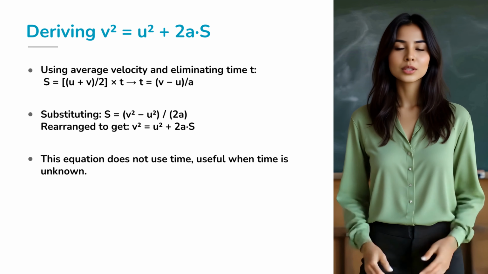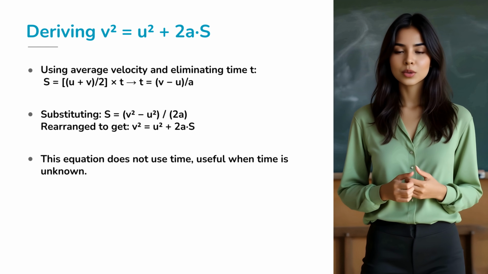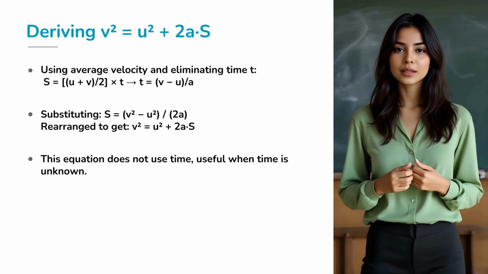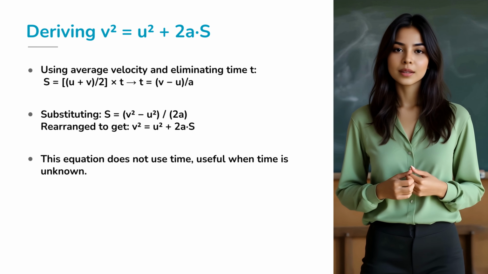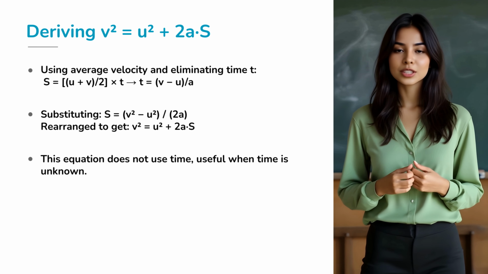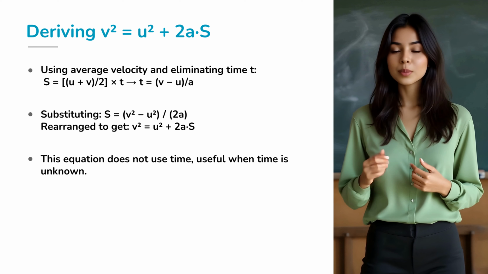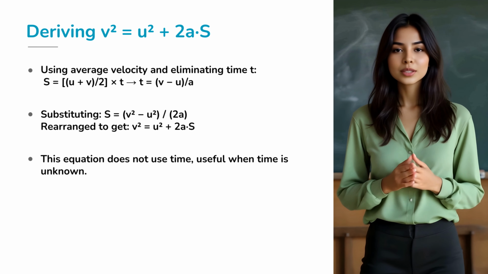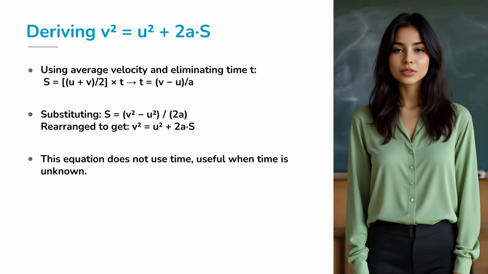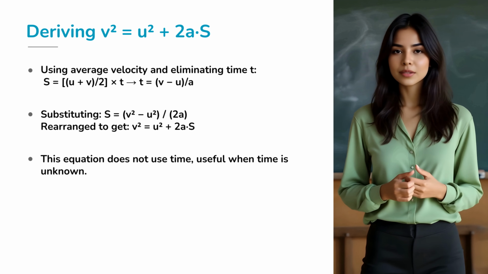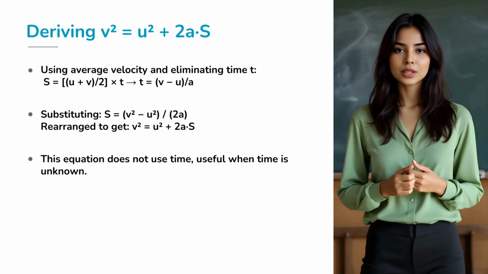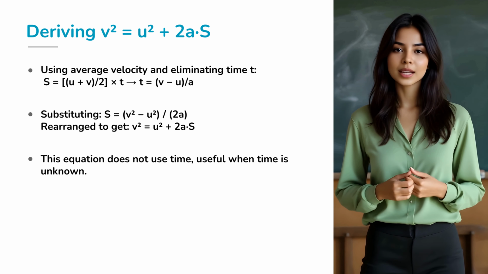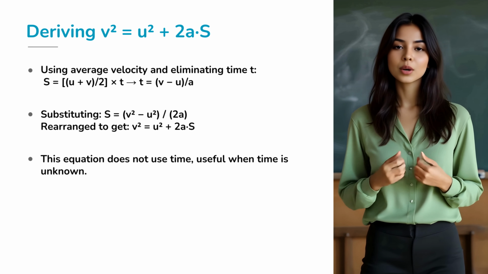Now let's say we want to find the final velocity, but we don't know the time. What do we do? That's where the third equation comes in. Starting with the same idea, s equals average velocity into time, and t equals (v minus u) divided by a. Plug this into our expression for s and simplify. We eventually get v squared equals u squared plus 2as. This is the third and final equation of motion. And as you can see, no time involved.